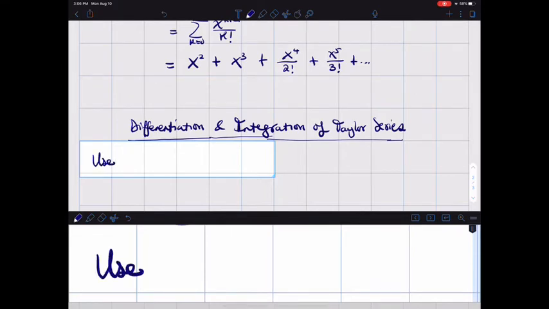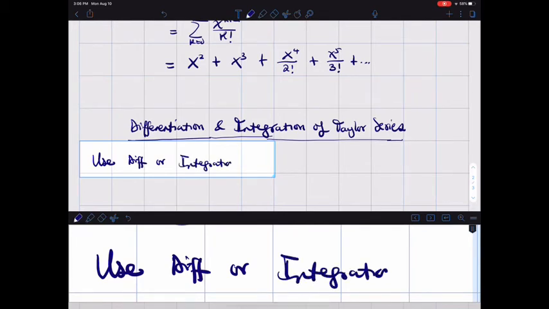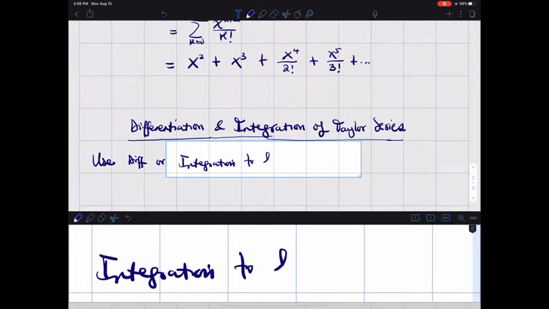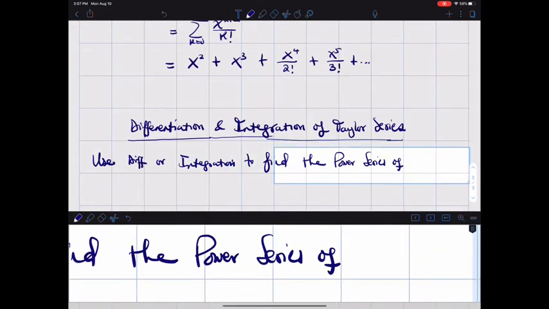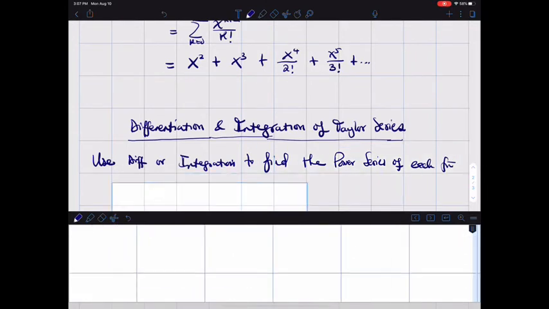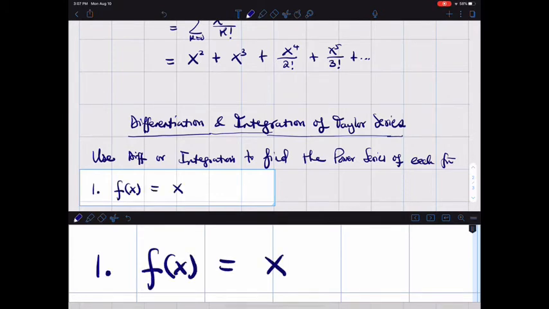So we're going to do examples. We're going to use differentiation or integration to find the power series of each function. Okay, so the first one is f of x is x, 1 minus x to the power of negative 2.